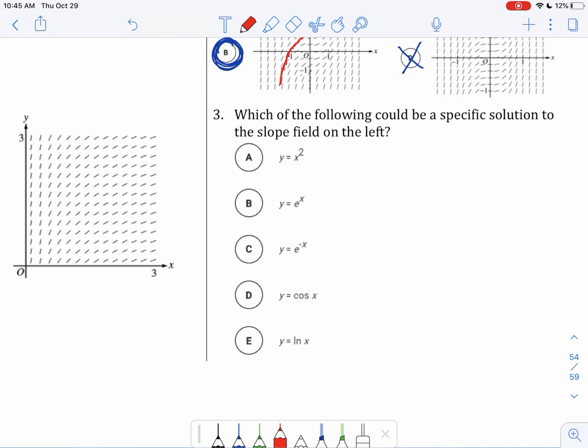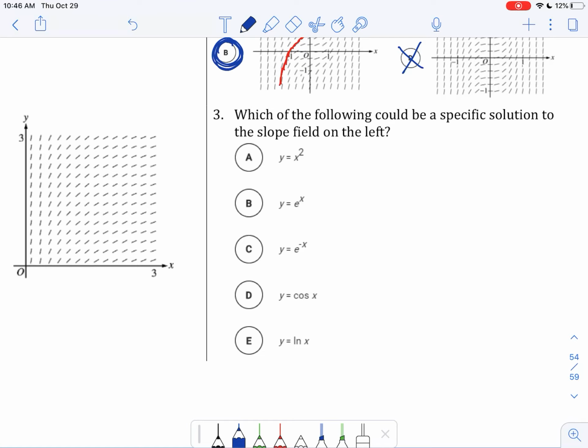Lastly, you might see basically the inverse of what we just did, which is "which of these could be the solution to the slope field that's given." So instead of matching the slope field to the function, we're going to match the function to the field. Here we have our 5 options, and we have a slope field here that is always positive. I'm always going to start by crossing out the ones in this list that would have any negative values between 0 and 3.